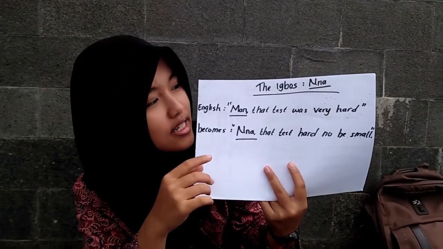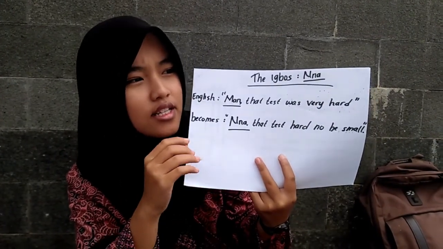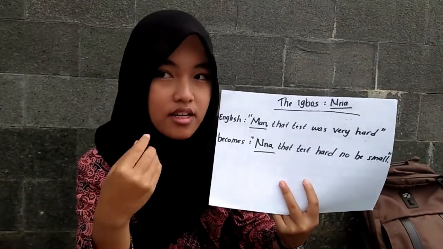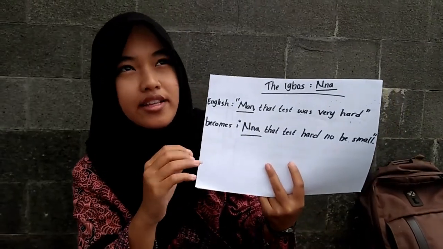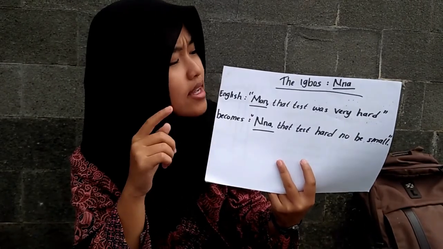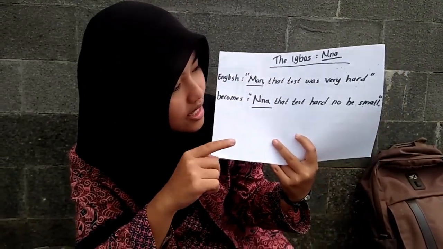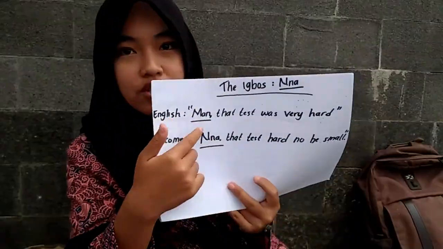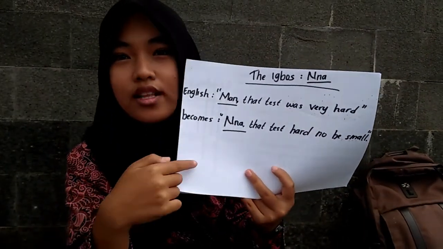And the next is in Igbo city. The example is from the word na. In English, you say, man, that test was very hard. And in Nigerian Pidgin, in Igbo city, the sentence is na that test hard, no be small. You change the word man to the word na.